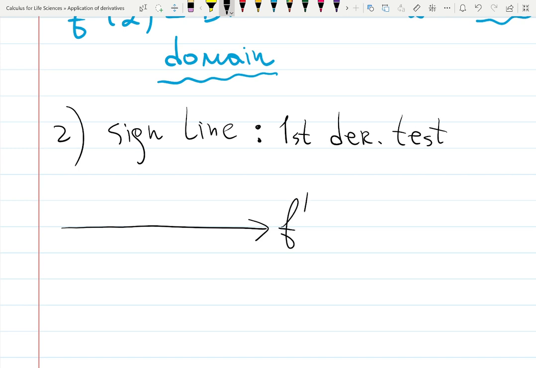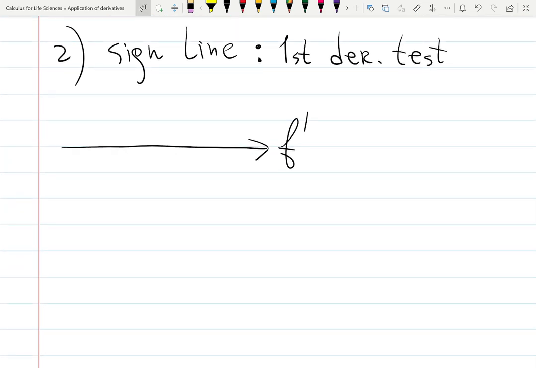gives you a sign line for the first derivative. I'm saying it not just for fun. Soon we're going to have a sign line for the second derivative. So remember, first derivative test, increasing, decreasing. That is about first derivative. Soon we're going to have concavity, concave up, concave down and stuff. That is second derivative. Put all your critical values on the sign line.